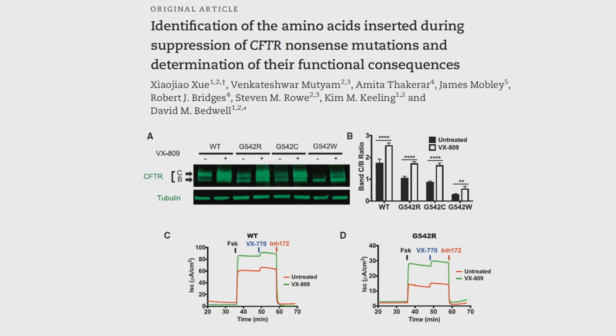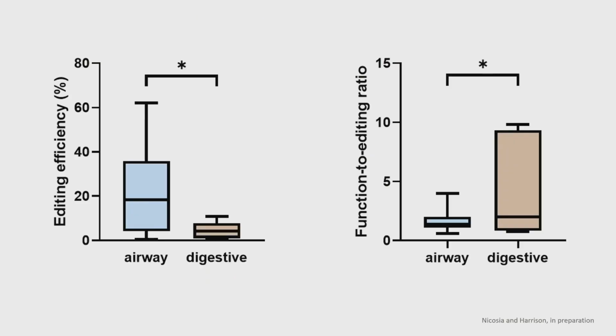I'll show you something else. So it's always from this literature review I'm working on. I looked at the difference even between different tissue types. You see airway versus digestive tract. This is, again, data from studies that have been published in the field.